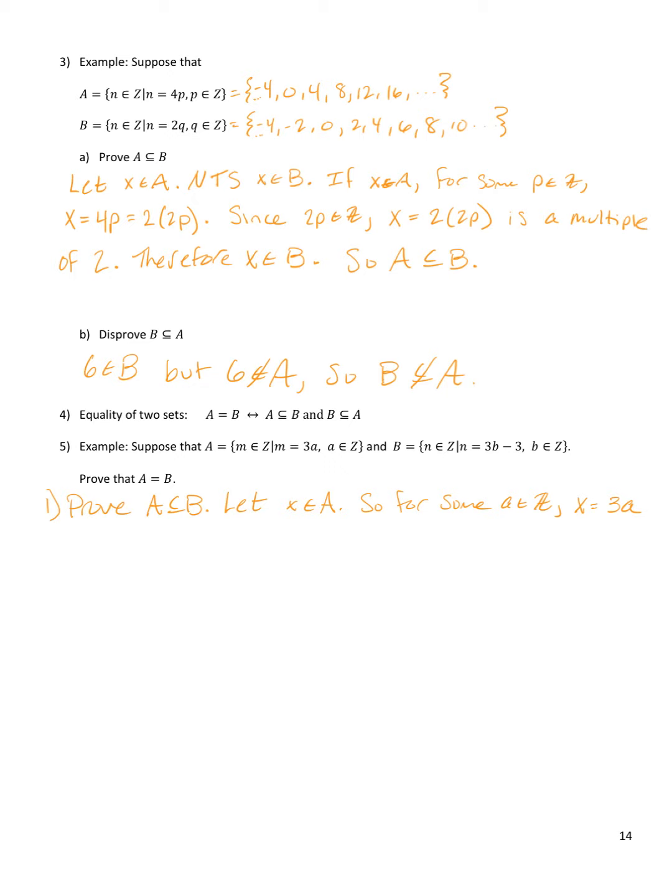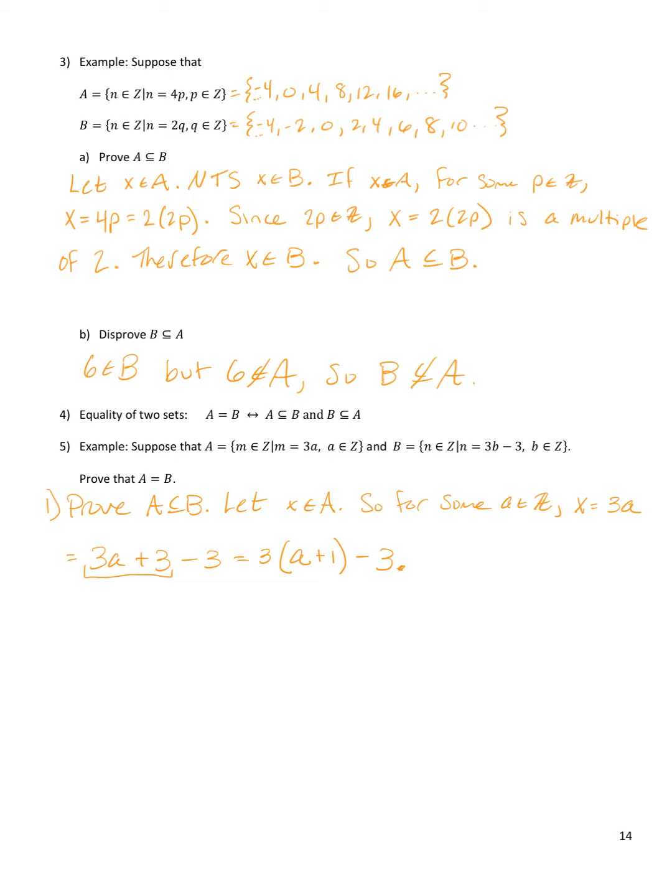Which can be rewritten as 3a plus 3 minus 3, right? So you can add and subtract the same number. That's still the same value, 3a. And then from these first two elements here, I could factor out a 3, and I would get a plus 1, and then I still have the minus 3.